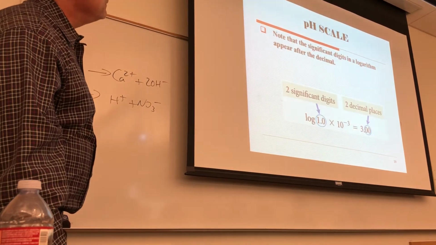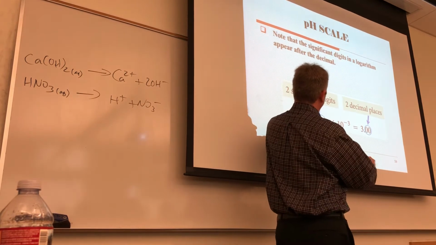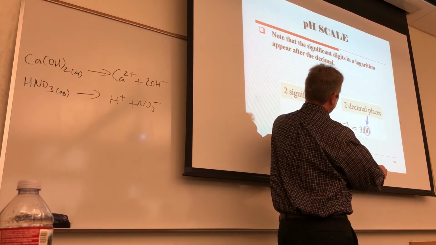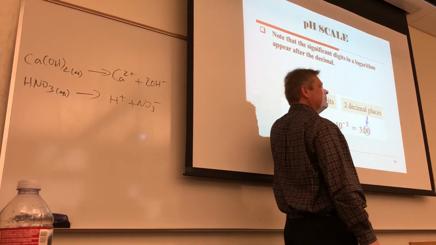So there's your 2 and your 2 to the right of the decimal. If I'm going this way, I see how many are to the right of the decimal. That's how many I put into my coefficient.